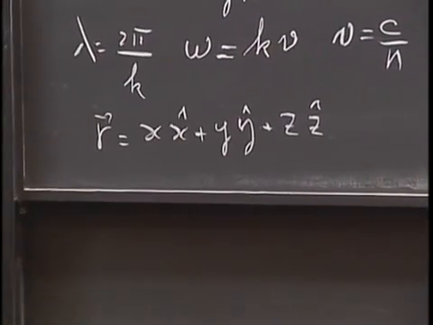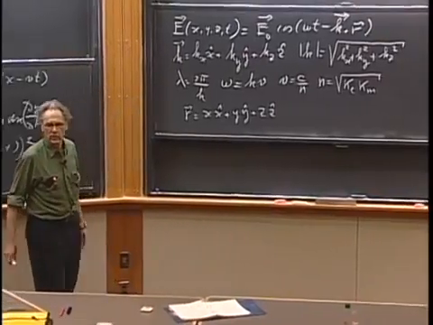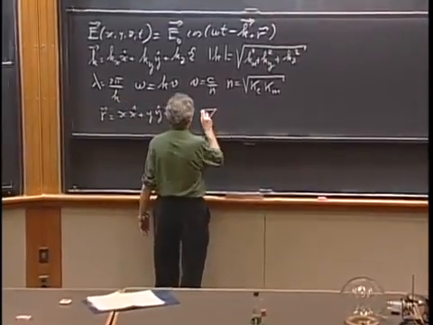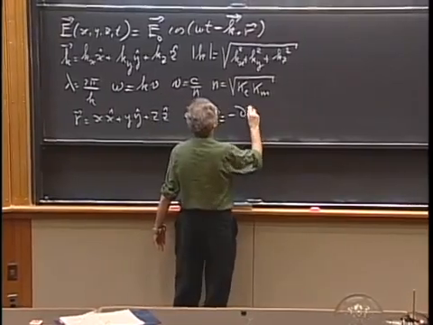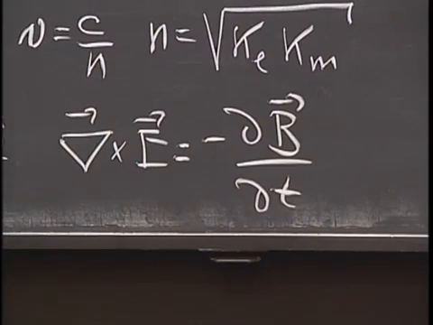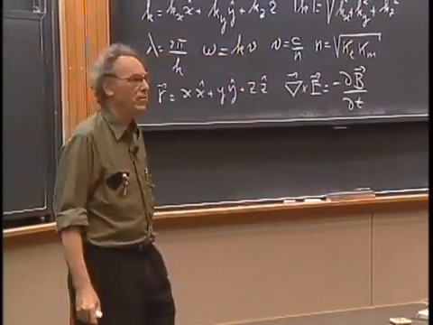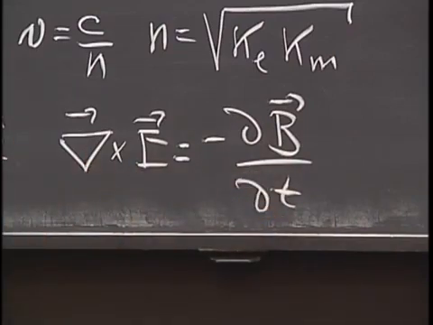If you wanted to know what the associated magnetic field is with this electric field, then your best bet always is that the curl of E is minus dB dt. So if you know that whole function in x, y, and z, you can take the curl of E. Sometimes it's time consuming, sometimes it's fast, depends on the wave. And then you have to do an integral in time to get the B vector.